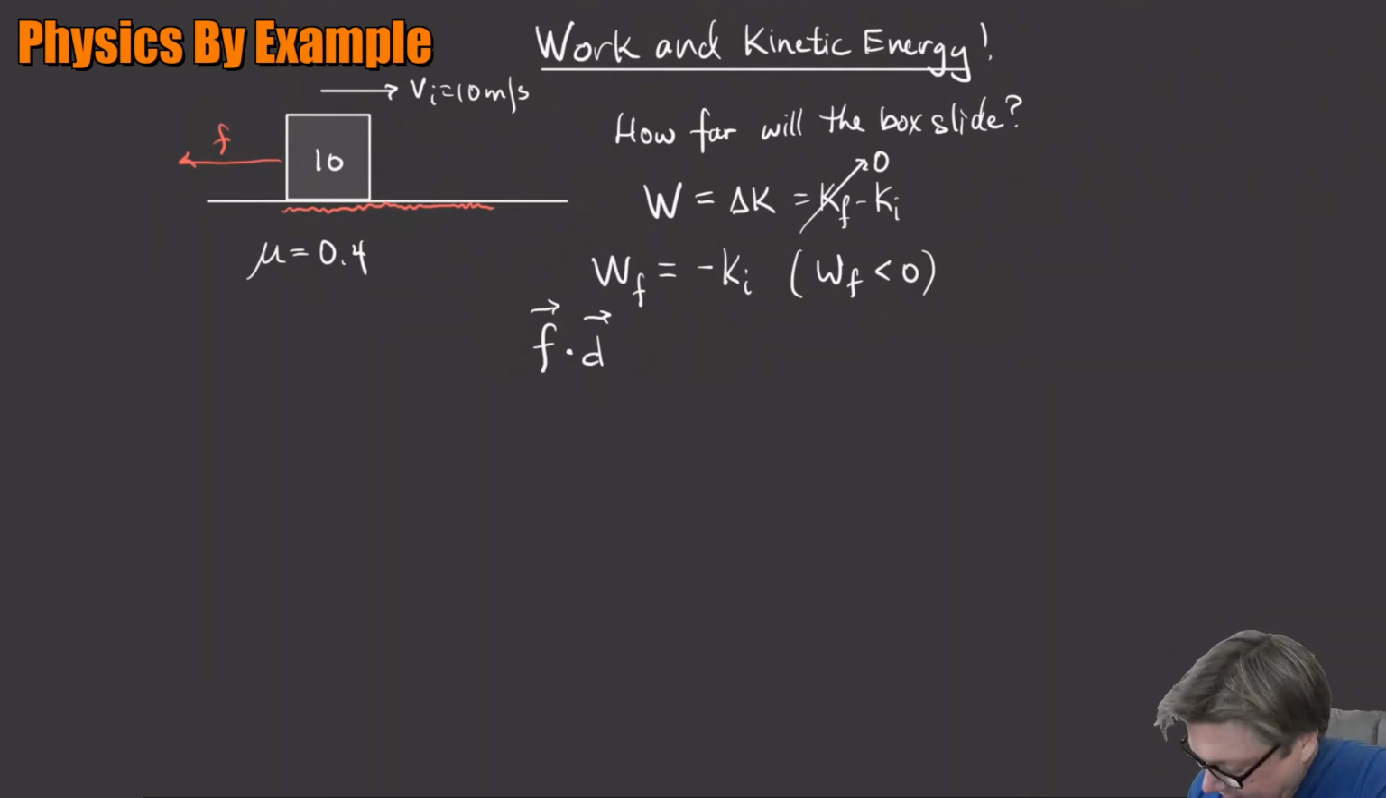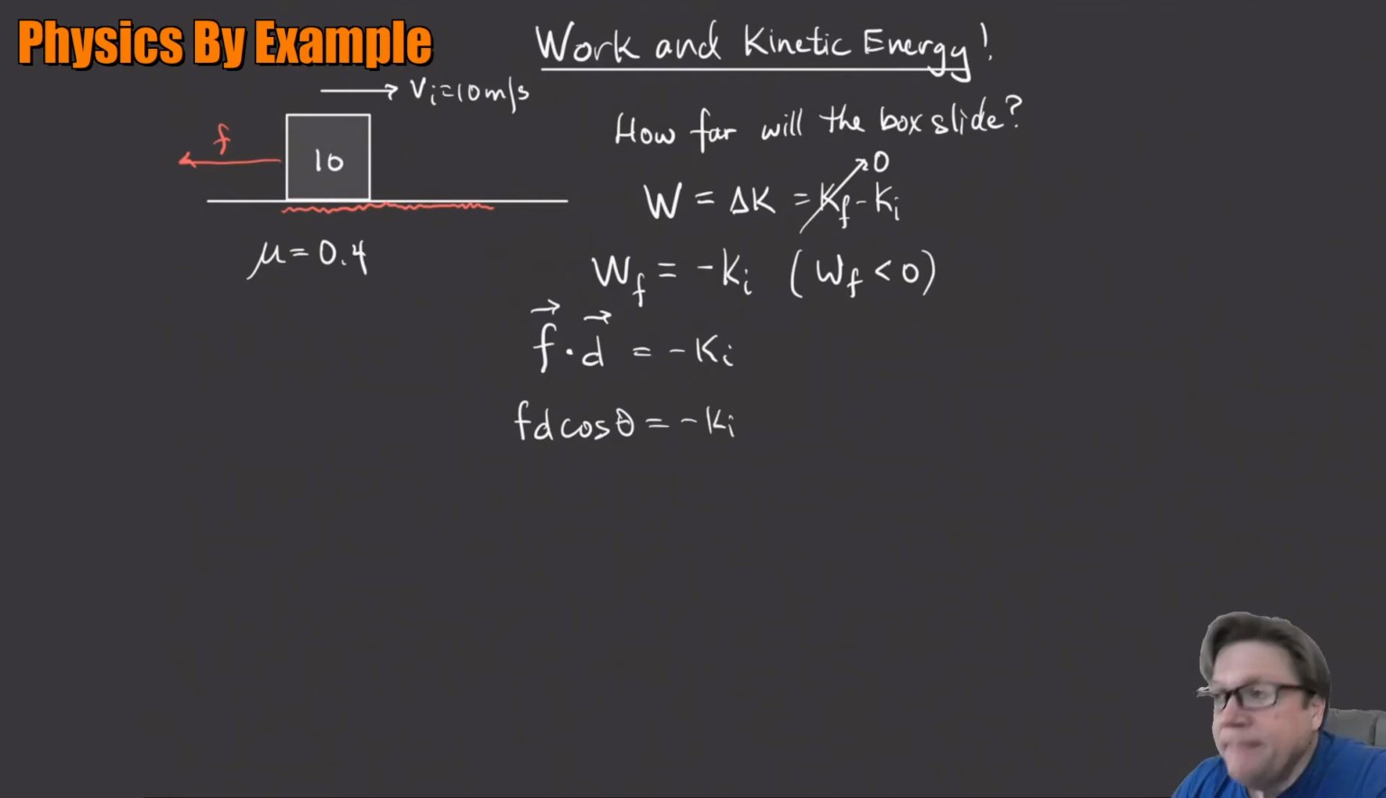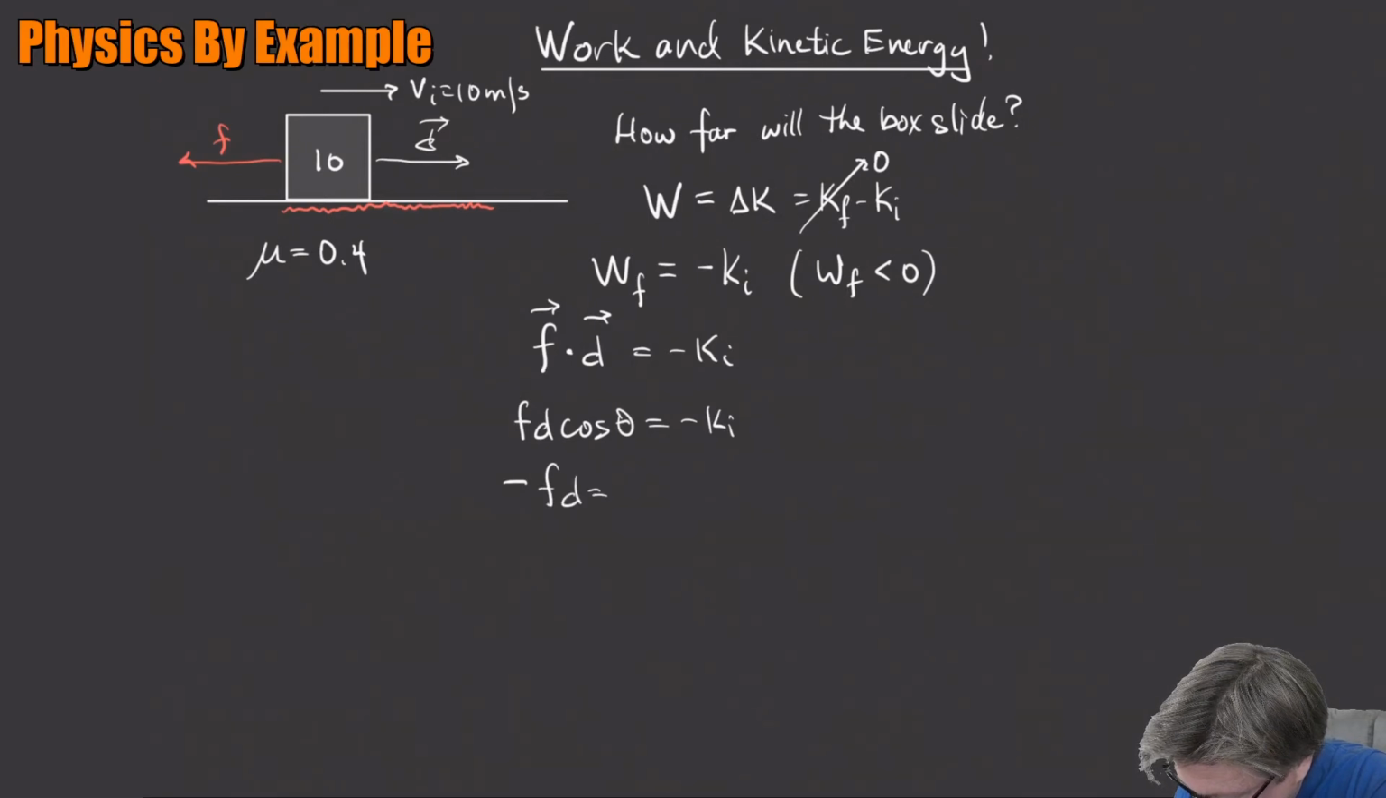So F dot D, this is equal to, this is minus KI, but this is F D cosine theta, where that's the angle between the two vectors. If the box is traveling that way, what's the angle between those two vectors? It's 180 degrees. And the cosine of 180 degrees is -1. So there's where our other negative sign is going to come in. So this is going to be minus FD is minus KI. So those minus signs are going to go away.